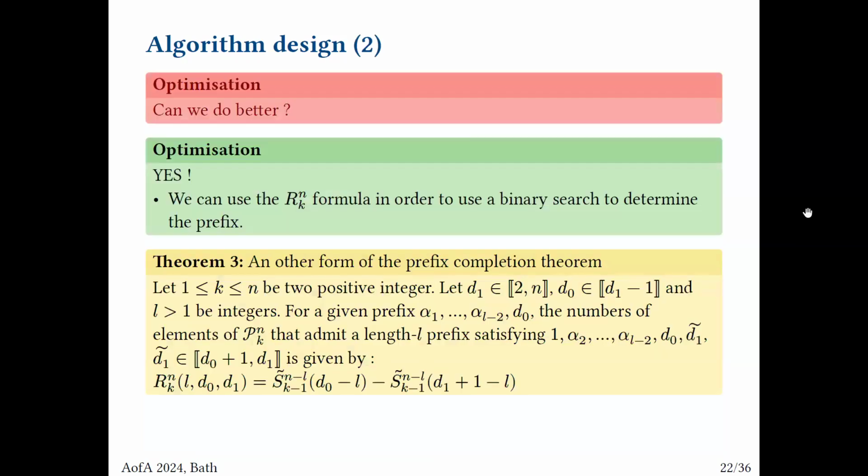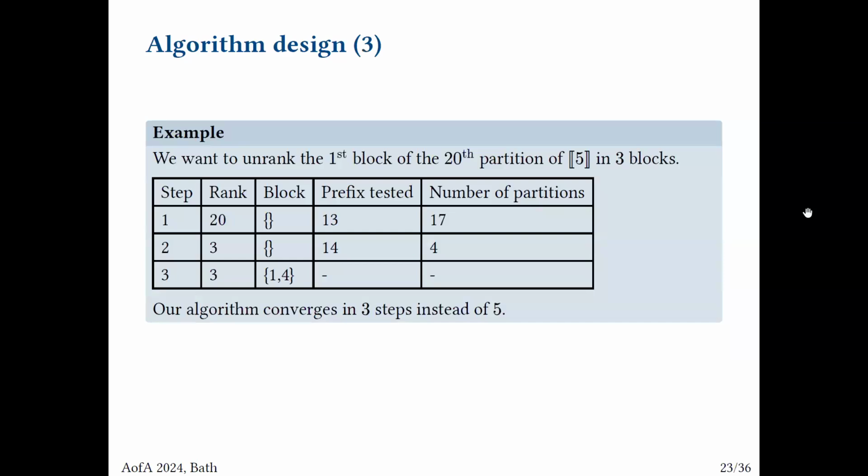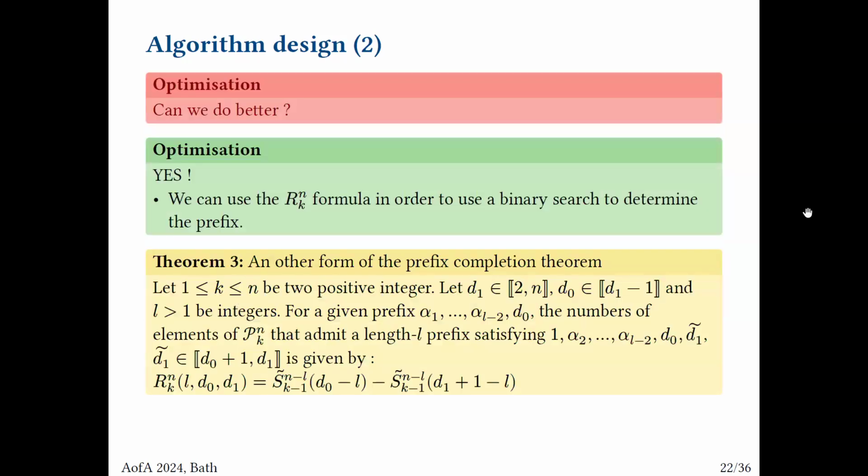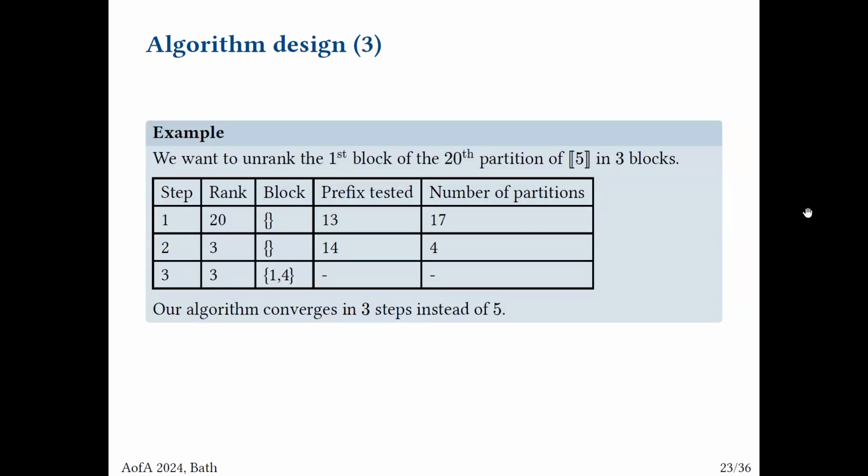The first optimization that we have made to our algorithm is to introduce a new formula which gives the number of partitions that admit at least this prefix. This formula allows us to do binary search in order to determine the prefix, instead of determining it one by one. So when we use binary search instead of linear search, we have this trace of execution of the algorithm.